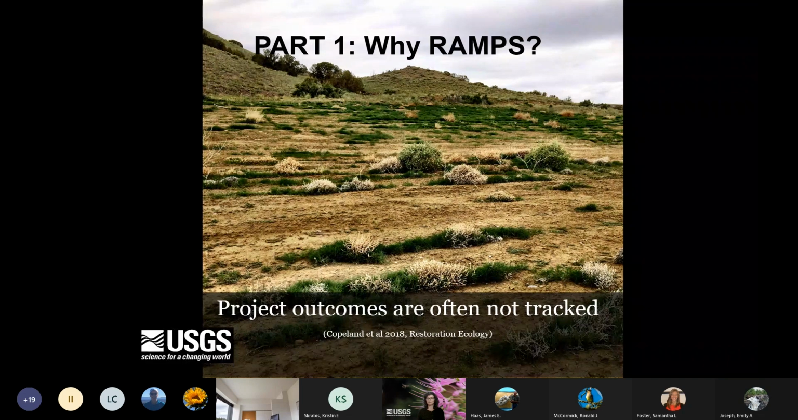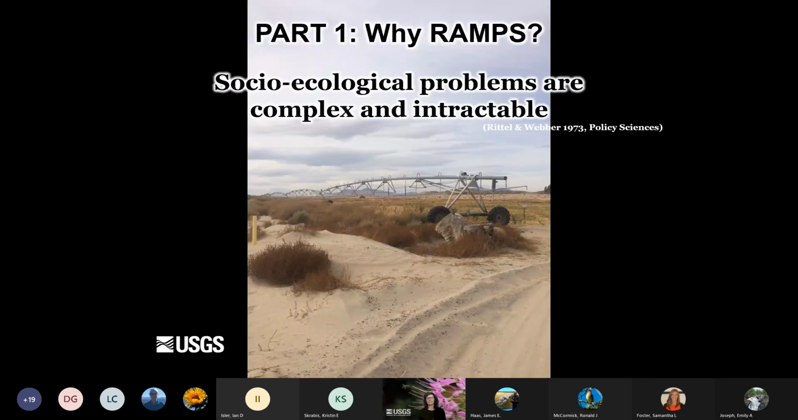Additionally, project outcomes are often not tracked. So this is a picture of an oil and gas reclamation site where they drill seeded. You can see the rows where the seeds were drilled, but not all of it took. And so do we ask, is this a finished reclamation site? Do we need more work? What would that even look like? These are all the kinds of questions that we're grappling with. Splotches of green flora on dry ground.